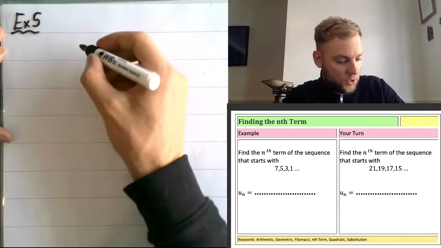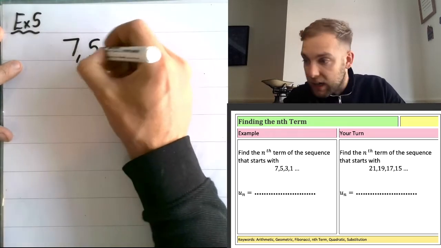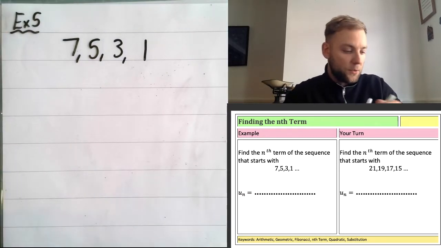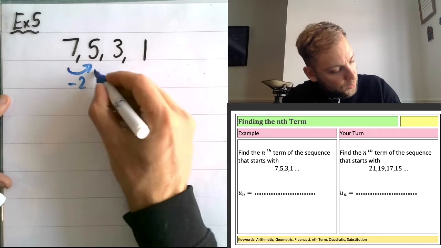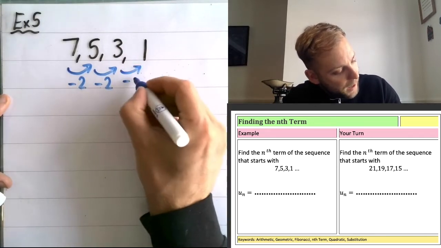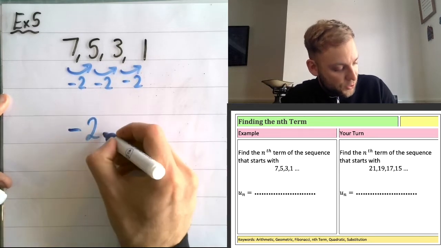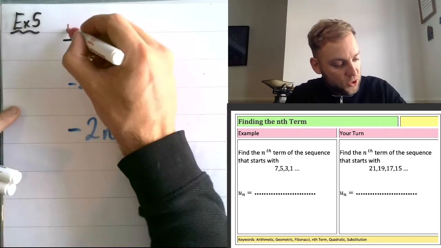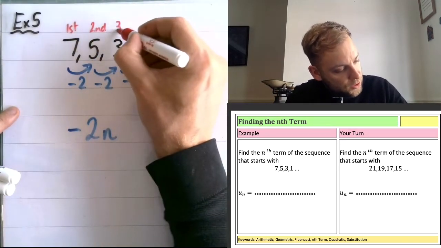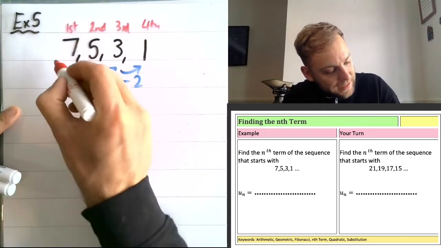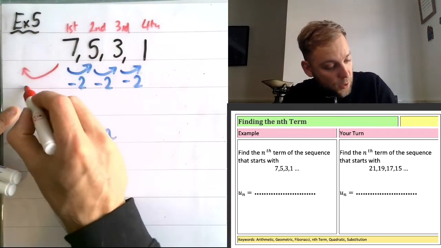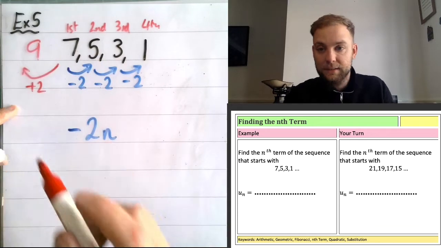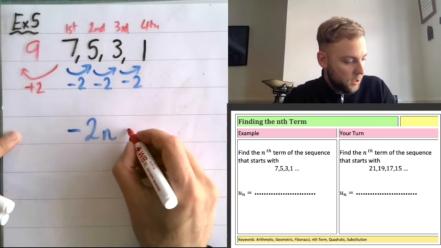So example 5, so we've got 7, 5, 3, and 1. So what's happening here? Well, actually, when I'm going here, I'm doing minus 2, and minus 2, which means it's going to be minus 2n, like so. And then my 0th term, well, here, this is my first term, second term, third term, 4th term. So to go for my 0th term, I go the opposite way. So instead of minusing 2, I'm going to add 2, which means that it's going to be 7 plus 2, which is 9. Brilliant. So it's going to be minus 2n plus 9.